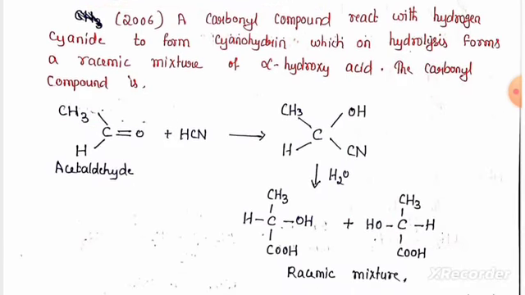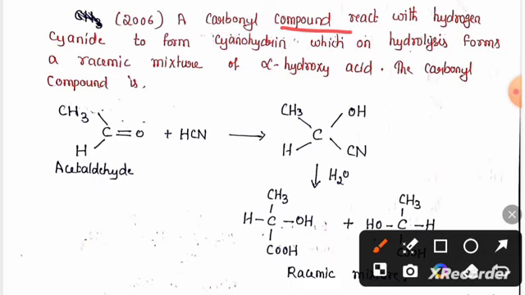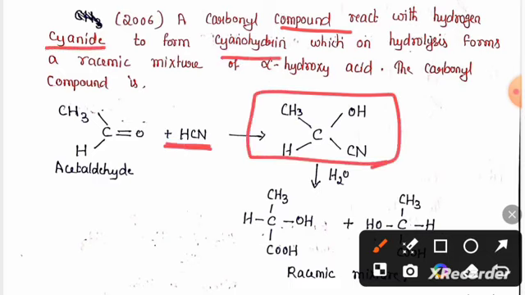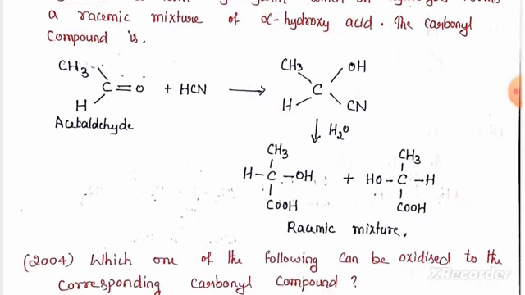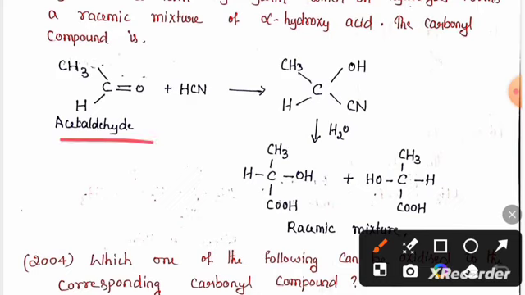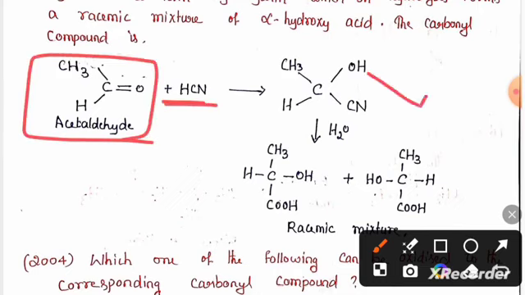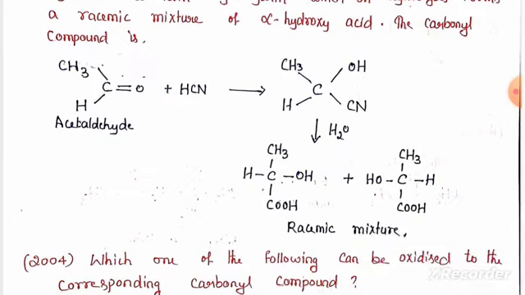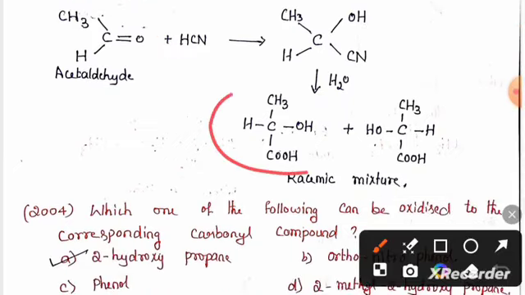In the next question, there is a carbonyl compound react with hydrogen cyanide to form cyanohydrin. This is cyanohydrin, which on hydrolysis there is a formation of racemic mixture of alpha hydroxy acid. So the carbonyl compound is acetaldehyde or ethanal. On treating with hydrogen cyanide, there is a formation of cyanohydrin, and on hydrolysis there is a formation of racemic mixture of lactic acid.